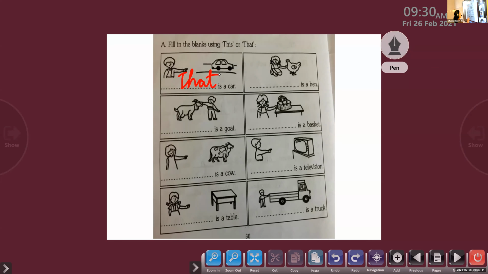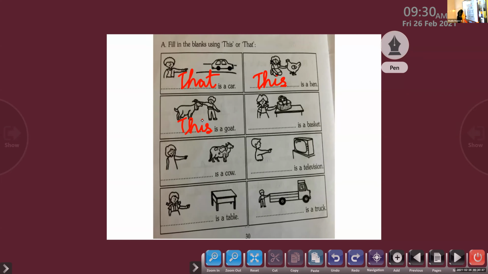And Roy, unmute. Try the second one. The girl and the hen. This is a hen. Why did you choose this? Because the hen is near the girl. Okay, good effort. Thank you. Advait Manoj, unmute. Try the boy and the goat. This is a goat. Fantastic. Very good.